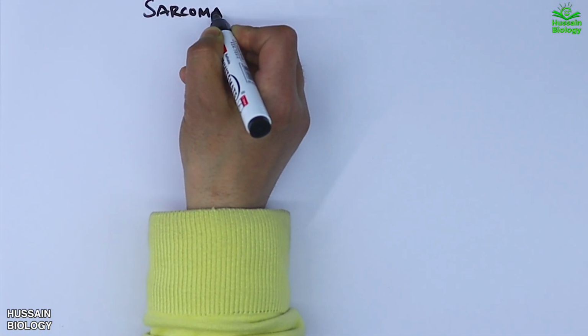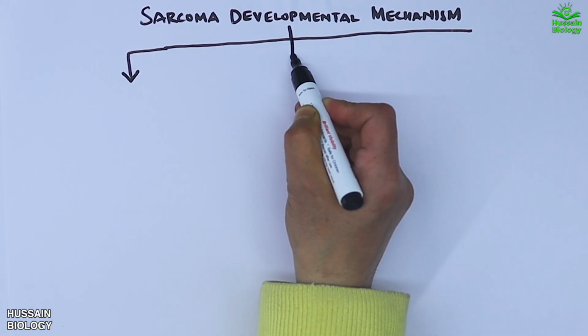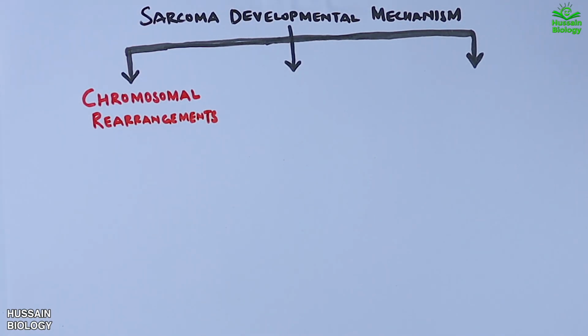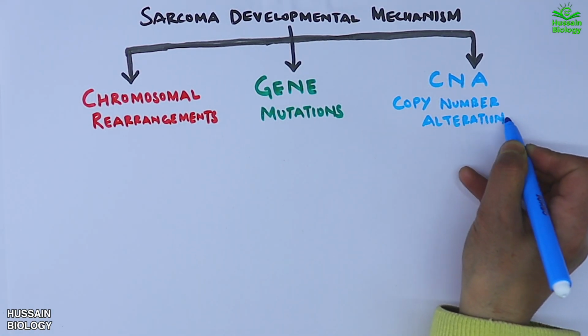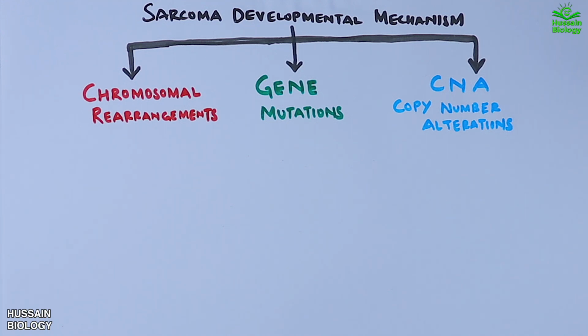Now let's explore the sarcoma developmental mechanism. Sarcomas can arise through three primary genetic changes: chromosomal rearrangements, gene mutations, and copy number alterations, that's CNA. Chromosomal rearrangements involve structural changes in chromosomes, such as translocations or inversions, which can disrupt normal gene functions. Second is gene mutations. Specific mutations in genes can drive the uncontrolled growth of mesenchymal cells. Then we have CNA. These are changes in the number of gene copies, either an increase or loss, which can influence cell behavior and promote tumor formation.